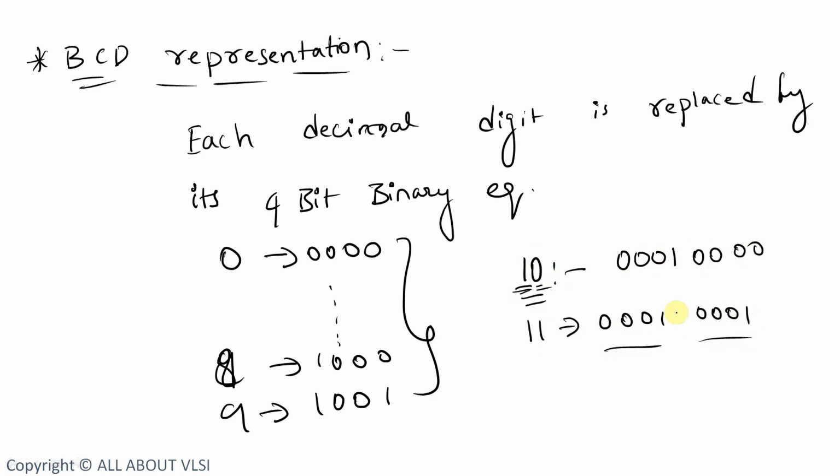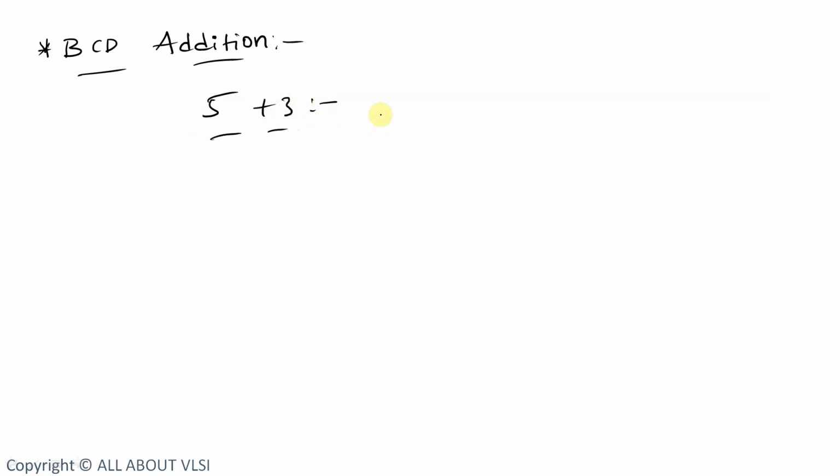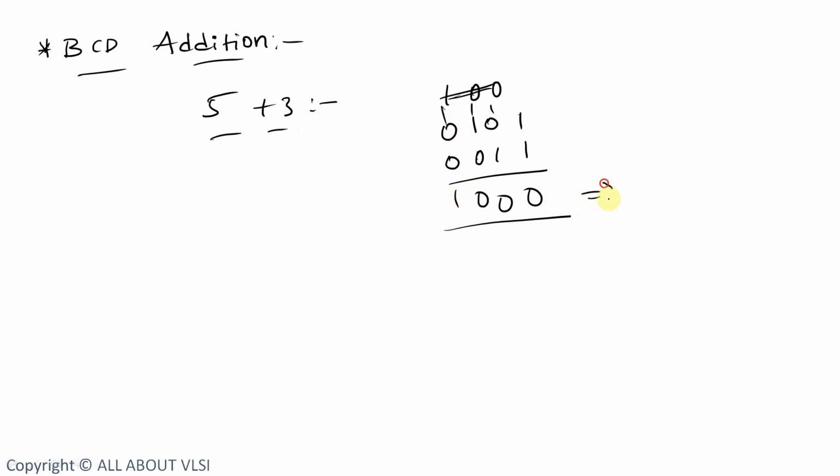Now in BCD we have something which is known as BCD addition. Let's say I want to add 5 and 3. 5 is nothing but 0101 and 3 is nothing but 0011. So the result is 1000, so the result is simply 8.